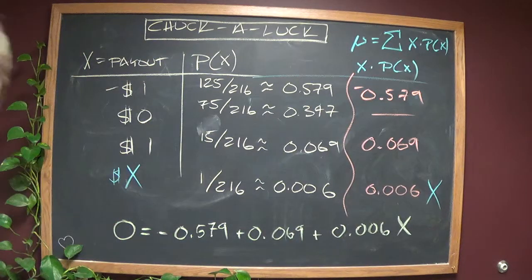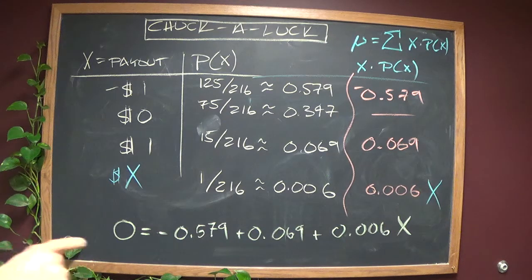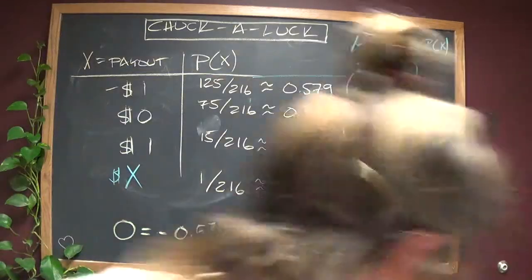Then what we've got to do is solve that bad boy for x. So we'll crunch that over here. We're going to have to add that to this side, so 579 minus the 0.069, and we're going to divide that. That ends up being 51 cents right there, these two terms, and we're going to divide that by 0.006. And that ends up being 85.